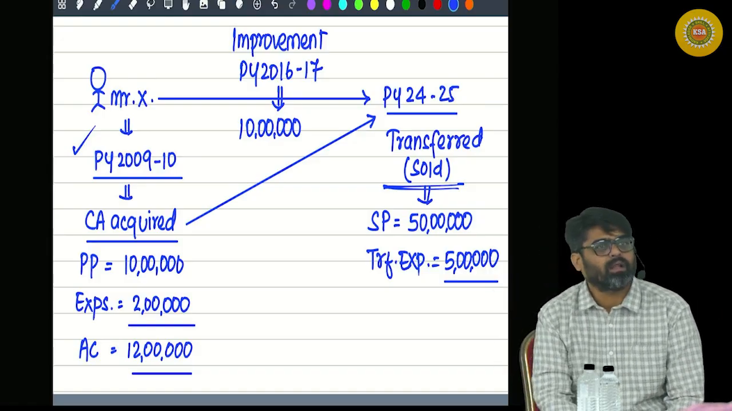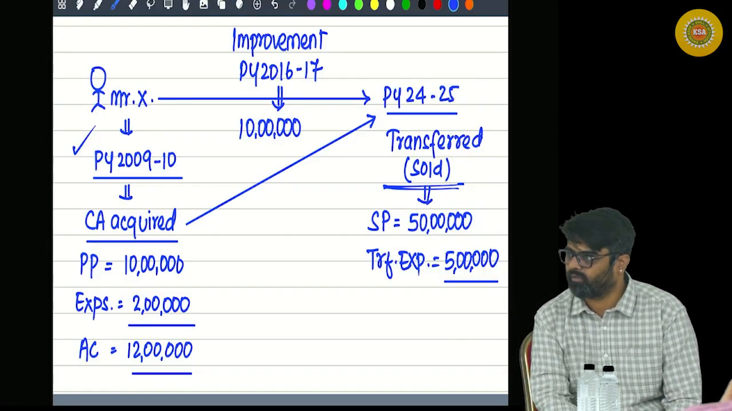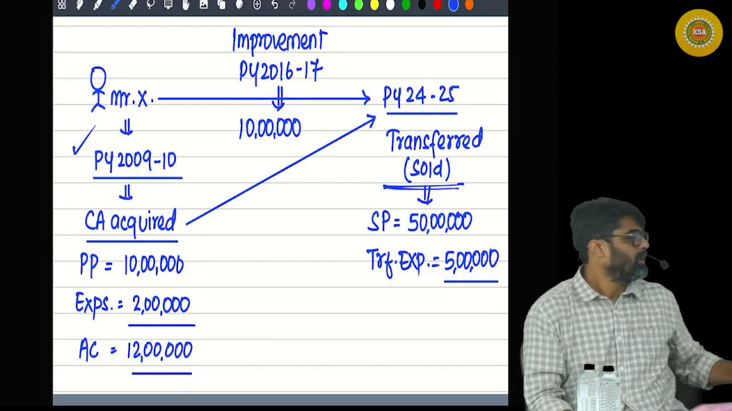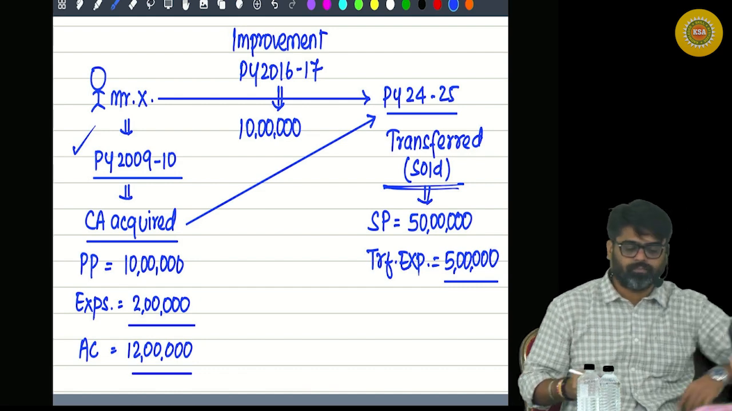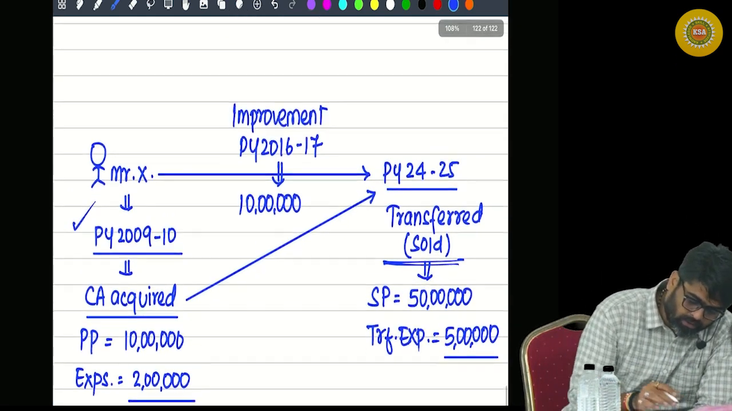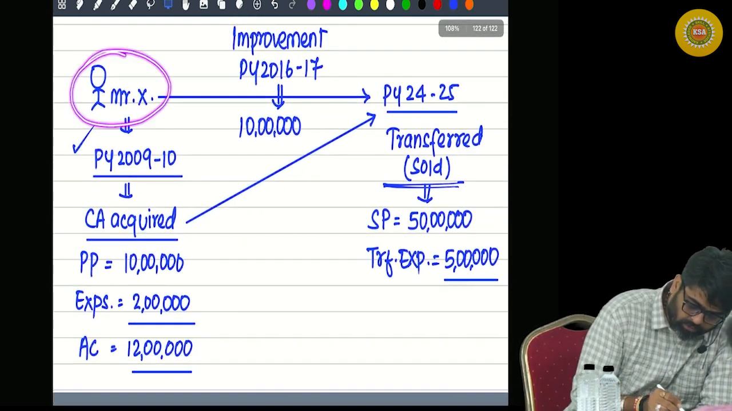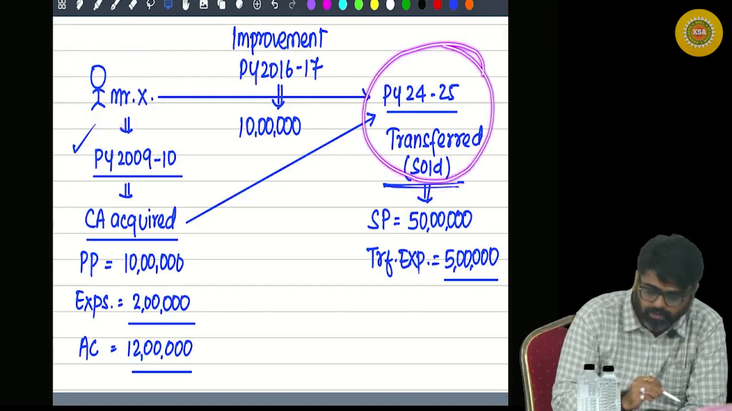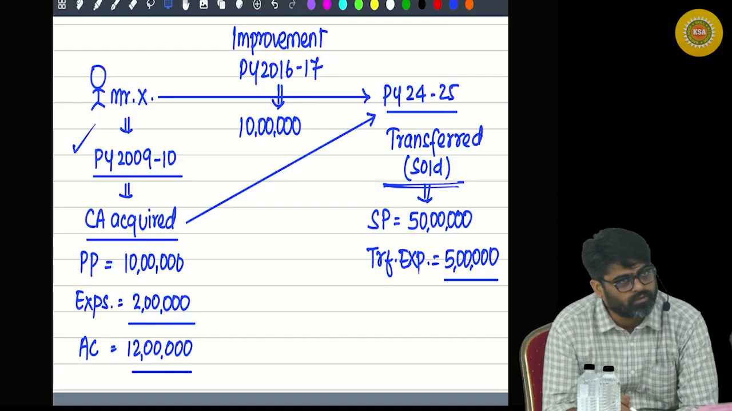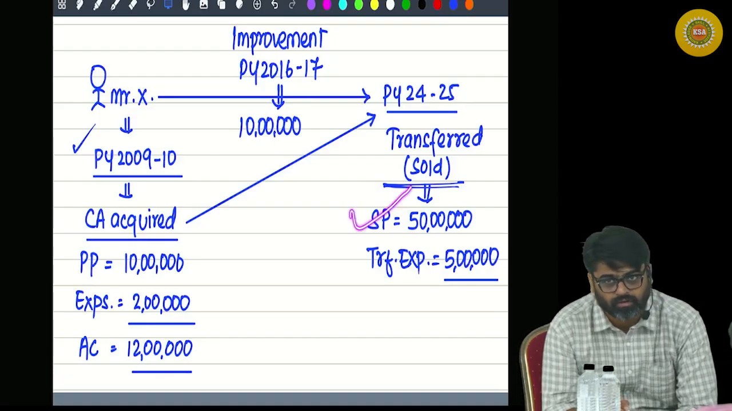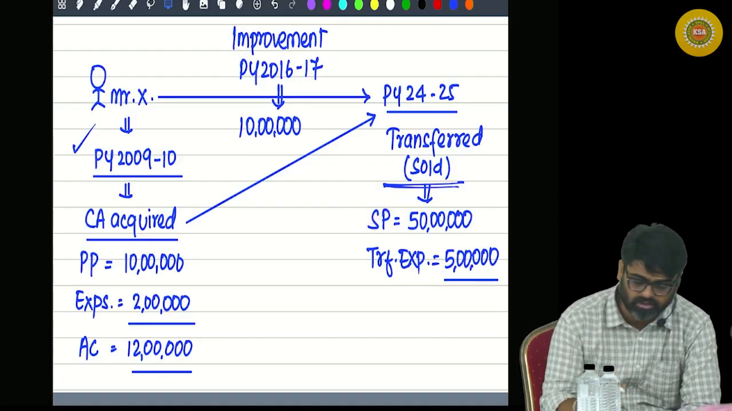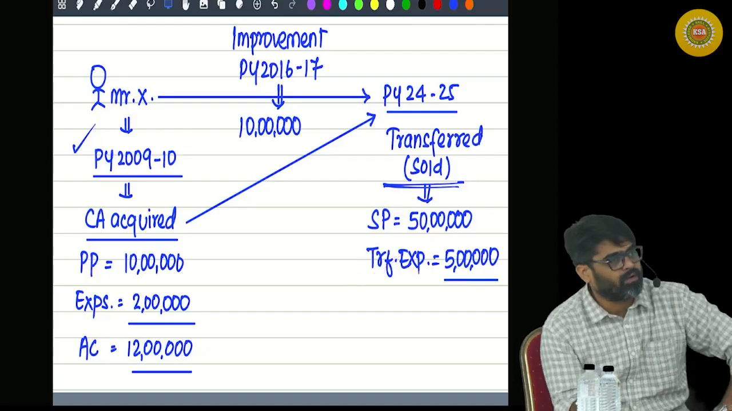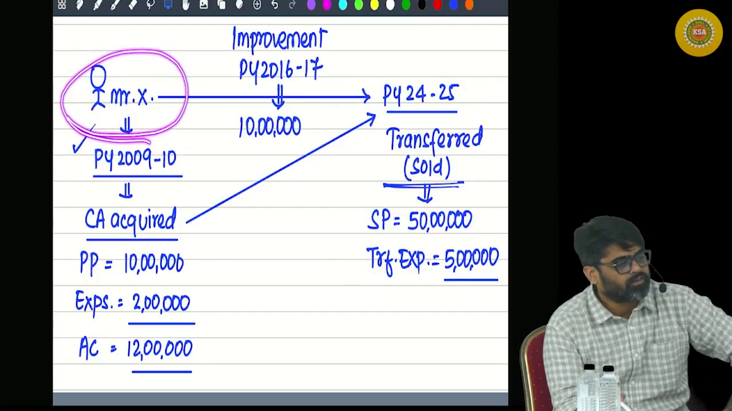Yes or no? Now how to do that? Indexation and all that we are going to learn. But did you understand this basic part? Yes or no? Now being a transferor, what did I say? Being a transferor, you are transferring the capital asset right now. So on the transfer, whatever amount of consideration which is received or receivable, that will be your full value of consideration minus transfer expense.